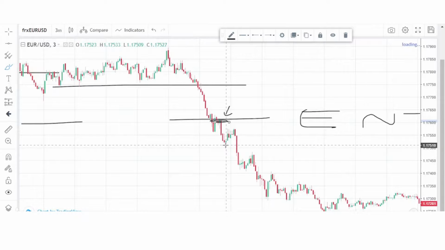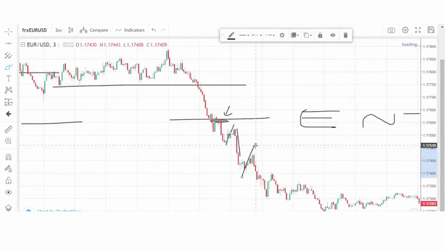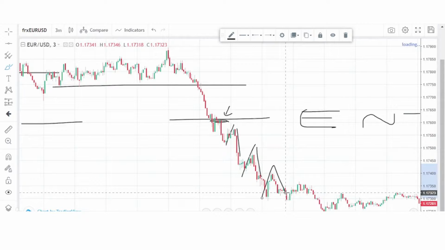After this pullback, you enter. If you have missed that, you wait for the next pullback. The market pulls back, then you enter. So that's how you enter your trades. You monitor your charts on the 15 minutes. Your power is going to the downside on the 15 minutes. Your session is broken. Then you jump to your 3 minutes time frame, and then you enter after the pullback.